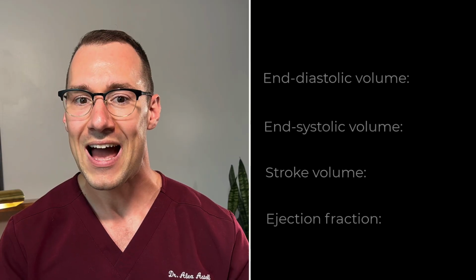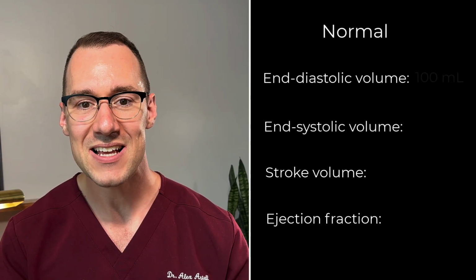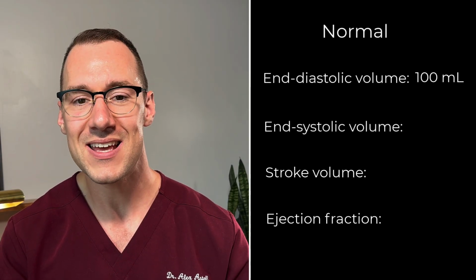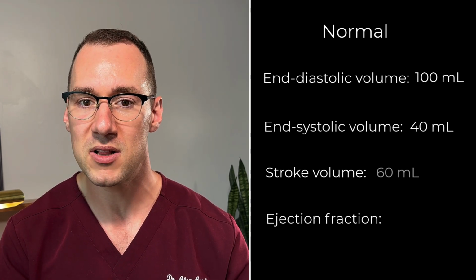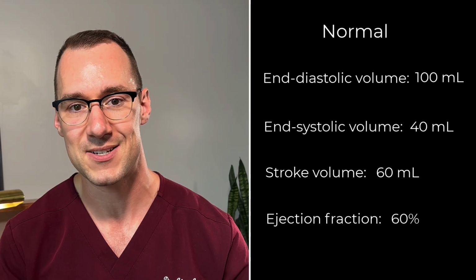Now let's look at how these two concepts play out clinically. At rest, a normal heart has an end diastolic volume of about 100 milliliters and an end systolic volume of about 40 milliliters, giving us a stroke volume of 60 milliliters and an ejection fraction of 60%.